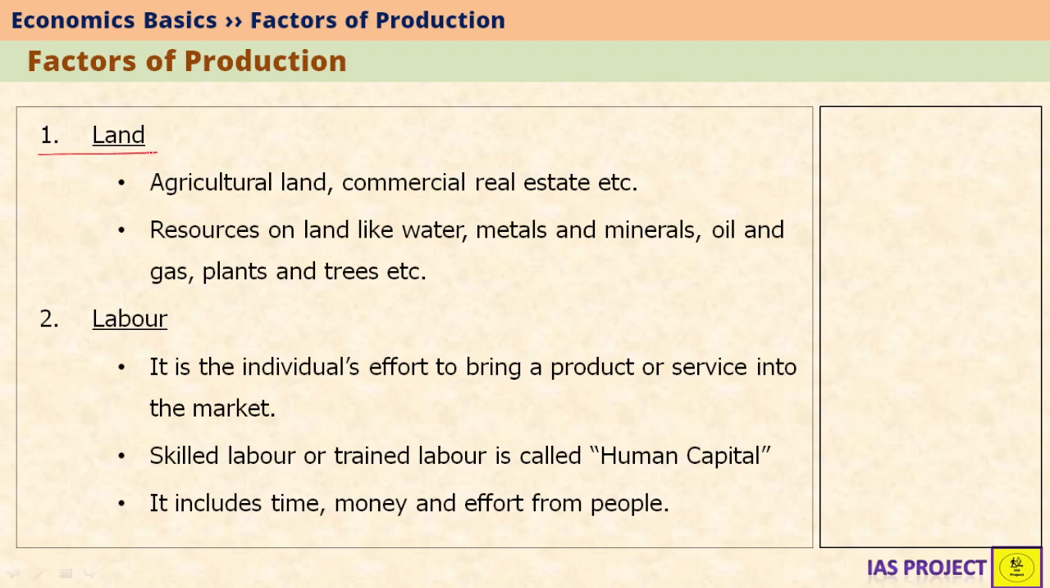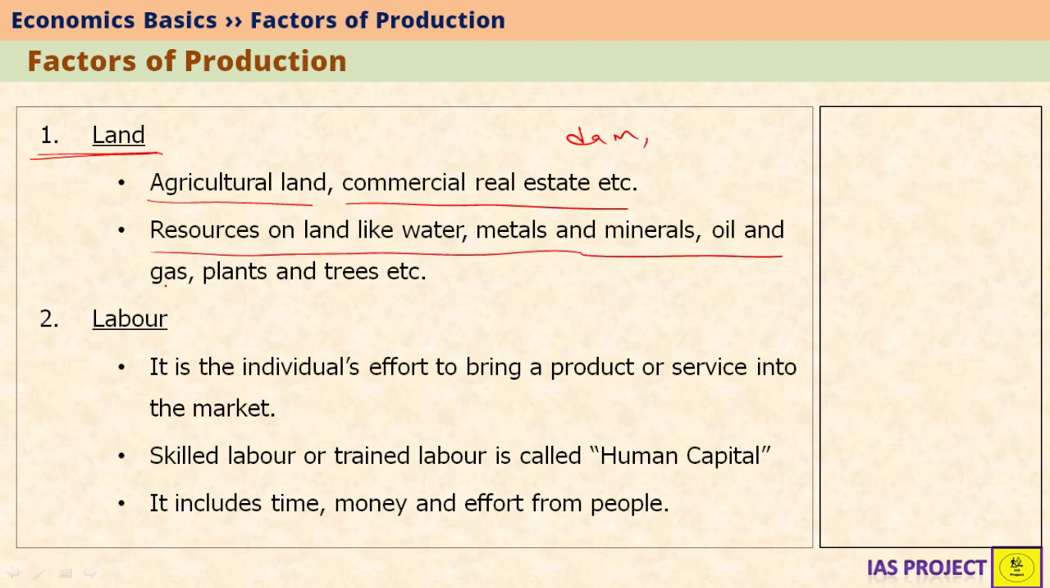The first factor of production is land. Land means agricultural land as well as commercial real estate as well as buildings and all others which are built on land. For example, dams and reservoirs and thermal power plants, all those come under land. Land simply does not mean land only. Land also means resources on land like water, metals, minerals, oil and gas, plants, trees, etc. So land also means the resources which are available on the land and beneath the land like petroleum or water.